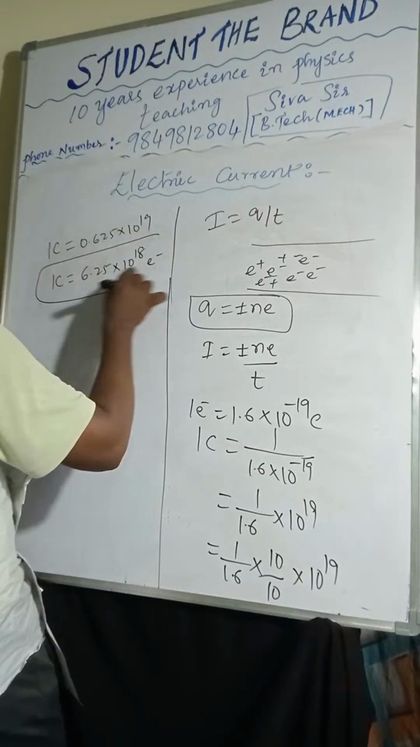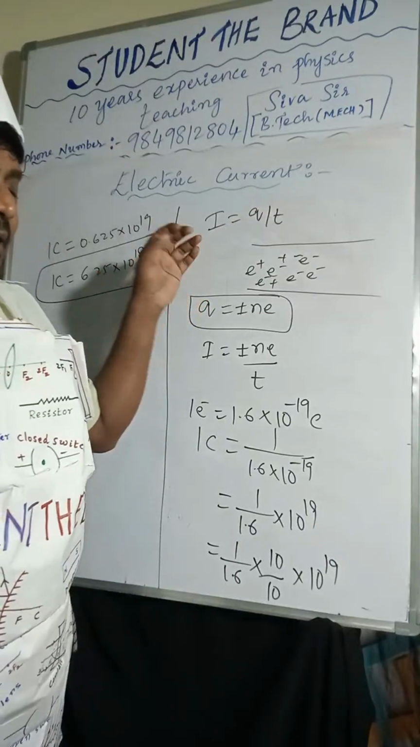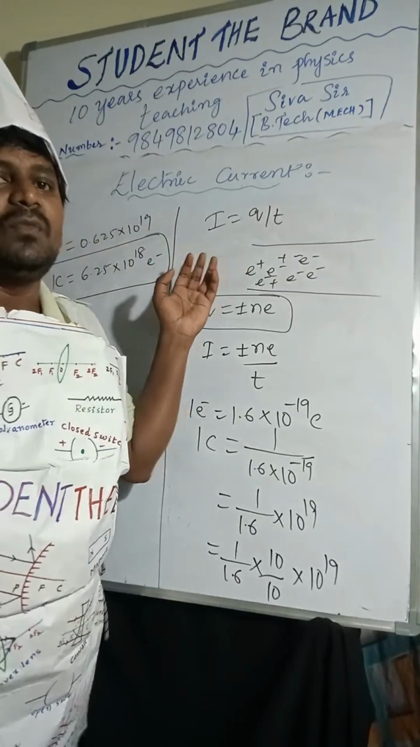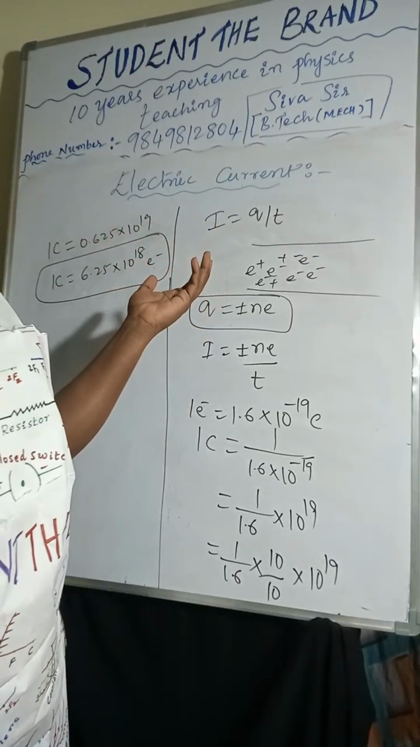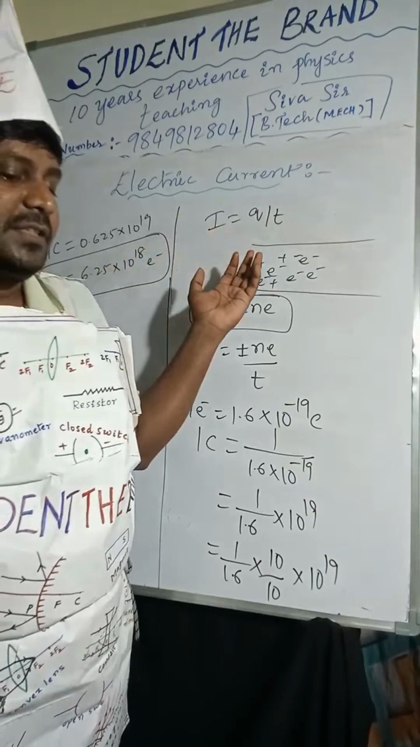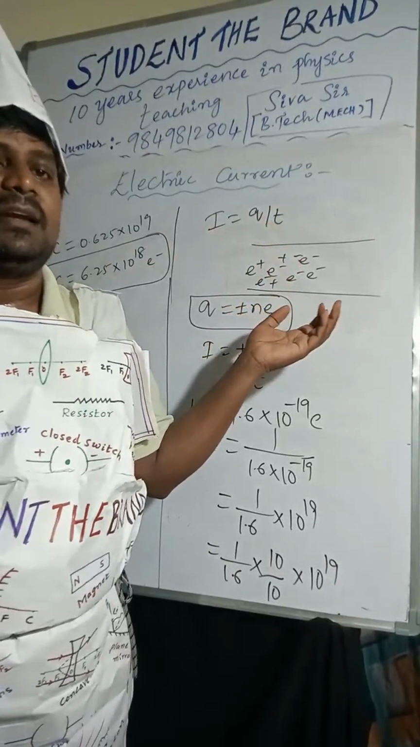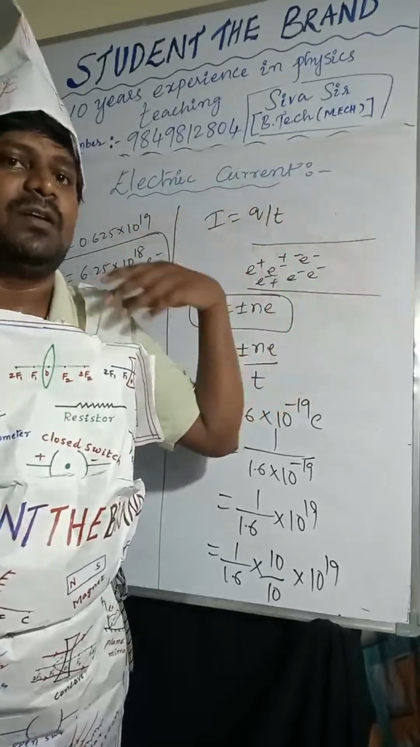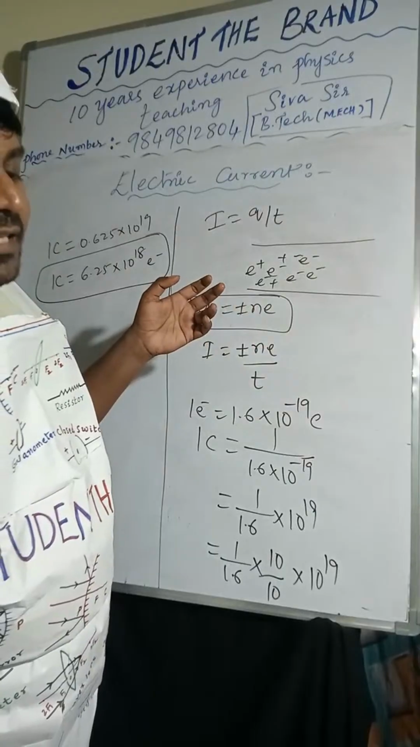So this is very important. Normally in a conductor many electrons will flow, so we can't take only one. If only one electron is moving or passing, we can't say current electricity is flowing. Only when a number of electrons are flowing can we say current is flowing.